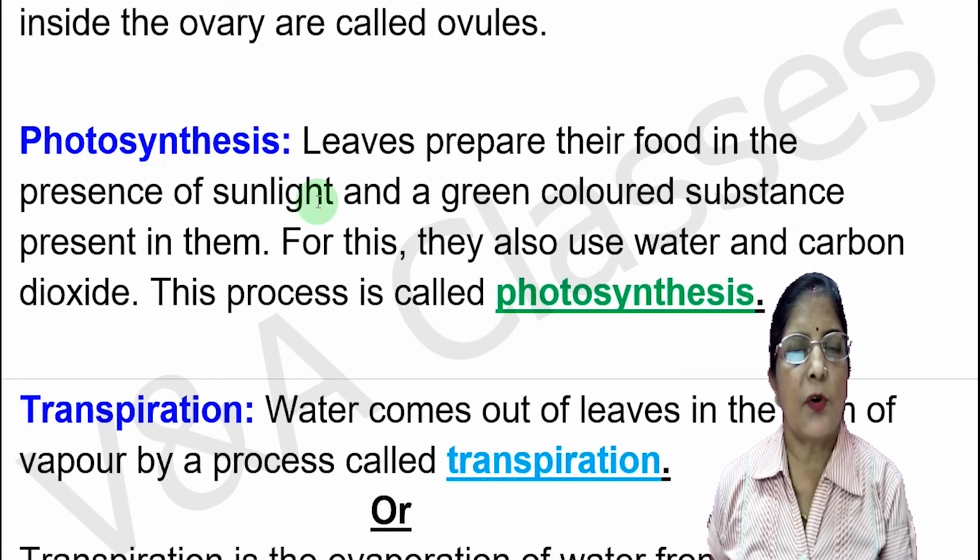Next keyword is photosynthesis. Leaves prepare their food in the presence of sunlight and a green colored substance present in them. For this, they also use water and carbon dioxide. This process is called photosynthesis.